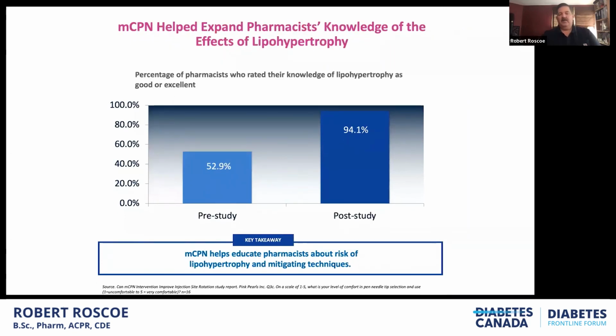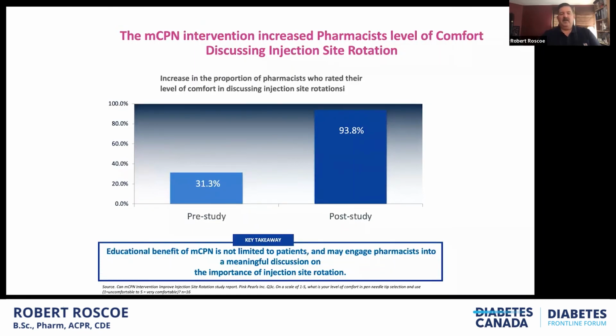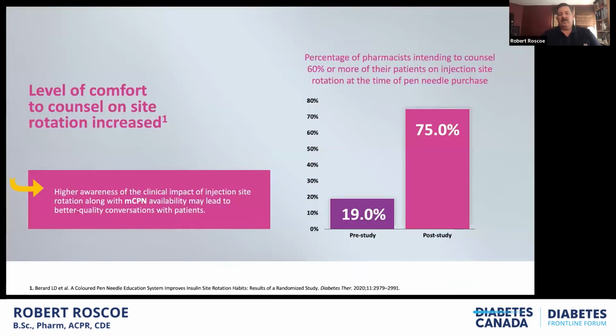This also related to the role of lipohypertrophy, because they understood the role of the needle tip. They understood much more importantly the role of lipohypertrophy in terms of diabetes management, and also the role that site rotation had in lowering the risk of lipohypertrophy, which went from a low of 31% to 95% actually understanding the importance of that. So much so that after the trial was done, 75% of pharmacists intended to continue counseling patients when they're picking up their needle tips on the importance of site rotation and the role of lipohypertrophy.